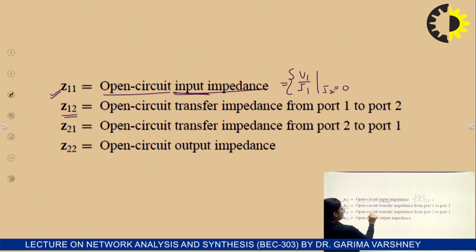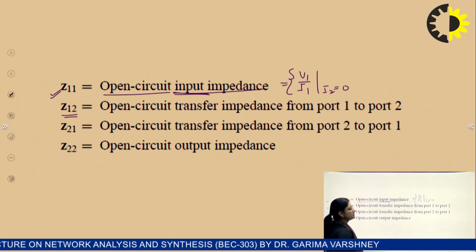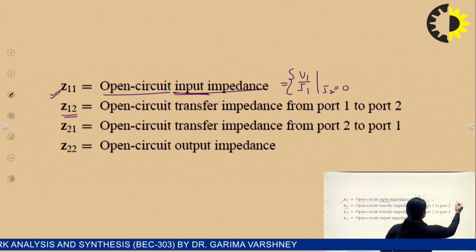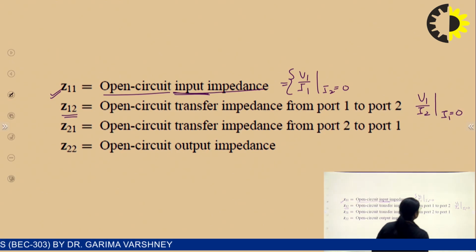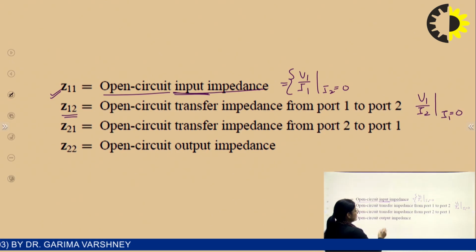Z12 is the open circuit transfer impedance from port 1 to port 2. So, Z12 is V1 by I2 when I1 is equal to 0. That means I1 equal to 0 means port 1 is open circuit. So, that's why the name is open circuit.